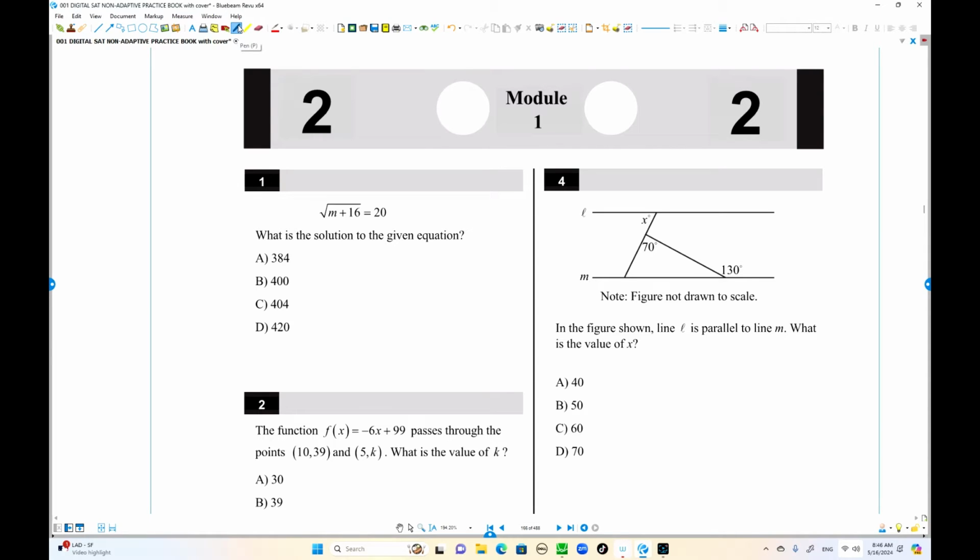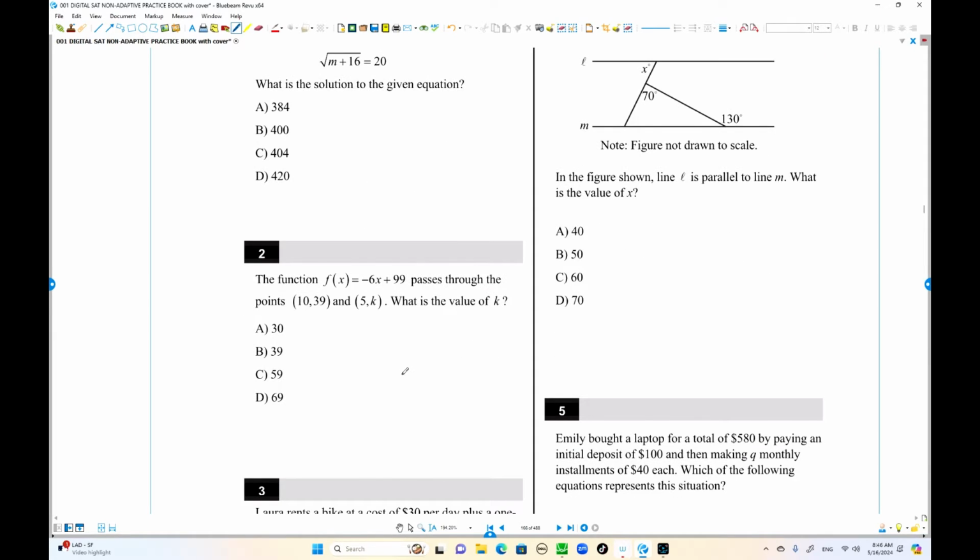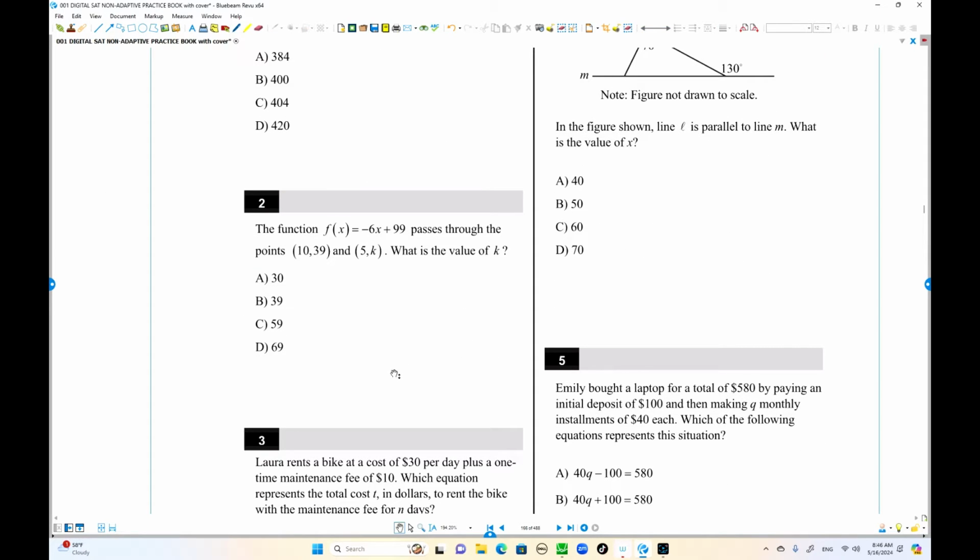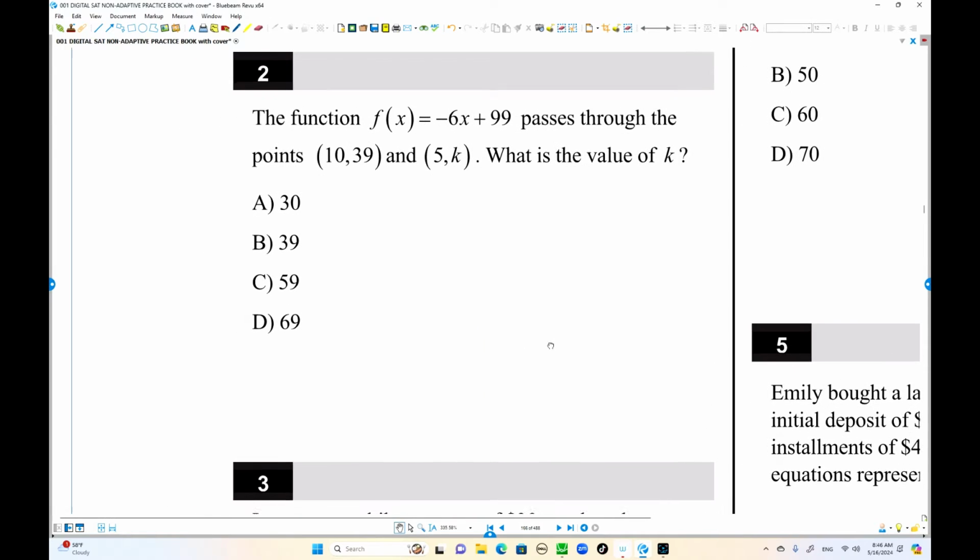Hello everyone. This is test 3, digital SAT, adaptive test in the book. So this is module 1, okay? We're gonna do this today. So we try only even numbers, right? That's better. Okay.